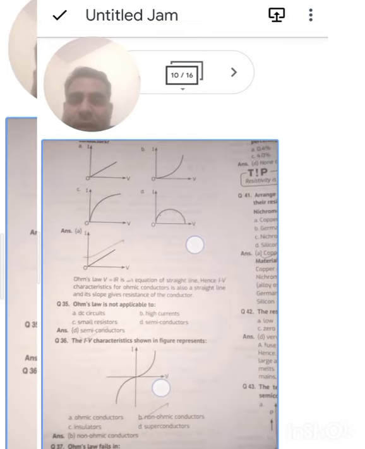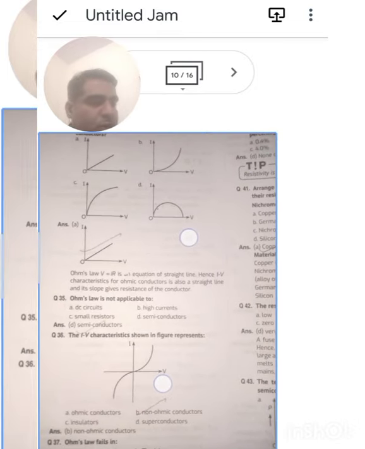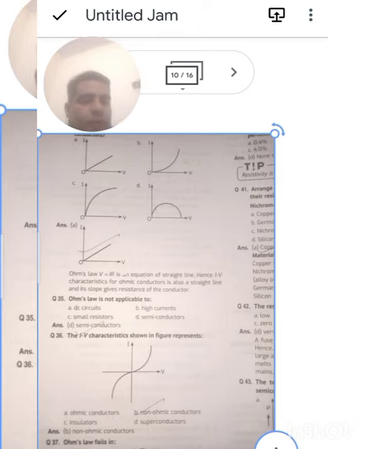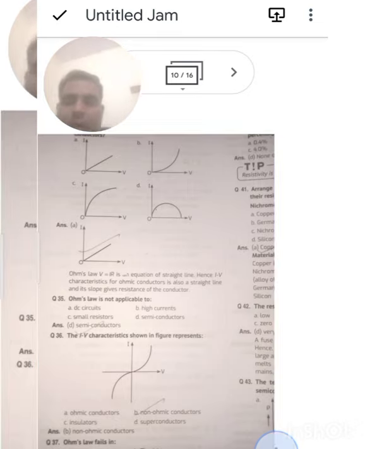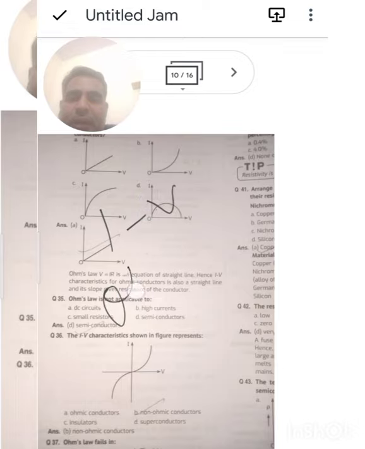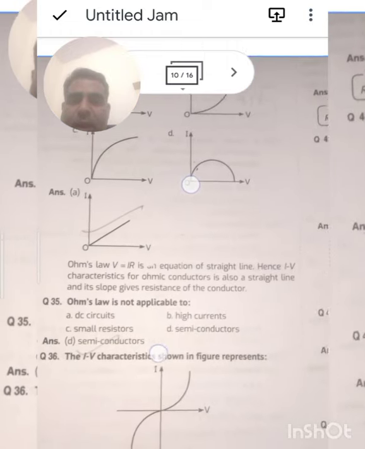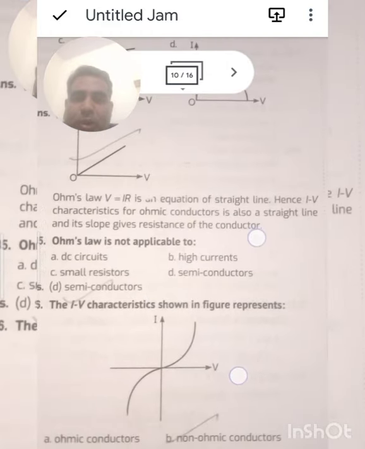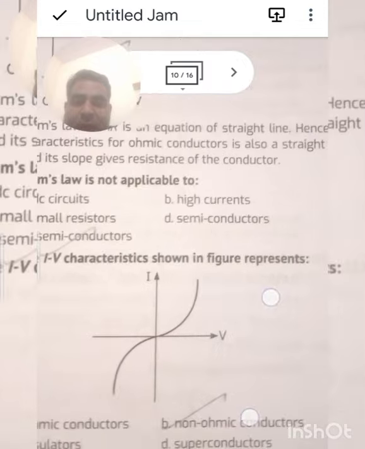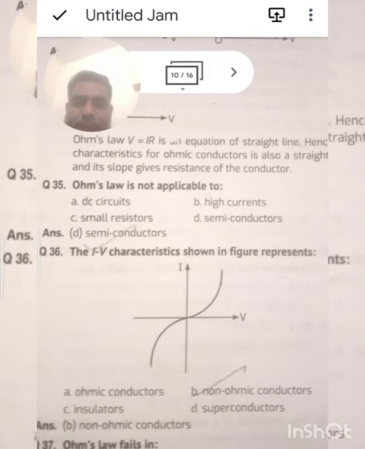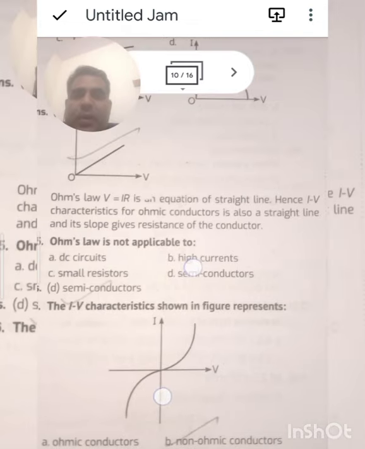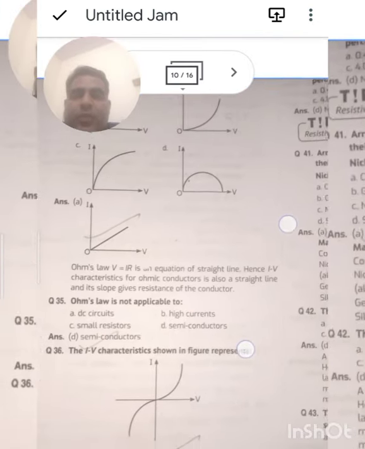You have to tell a graph. In question number 34, you have to tell the IV graph representing the ohmic conductor. Now the topic is Ohm's law. The IV graph representing the ohmic conductor, so the correct option will be option number A. Ohm's law is not applicable for the semiconductors. The IV characteristic given here is for the non-ohmic conductor.